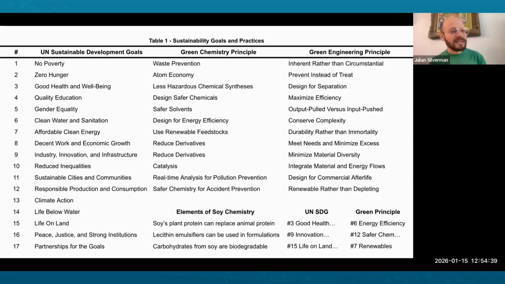Often, not always, some natural or bio-based chemicals can be safer for skin, for example, than some others. Not always the case. And then on the other end, using biodegradable or bio-based materials can be better for life on land, right? Not polluting with plastics, and then also always better from a renewables perspective. So know that all of these ideas are going to fit into these life cycle and techno-economic assessments.